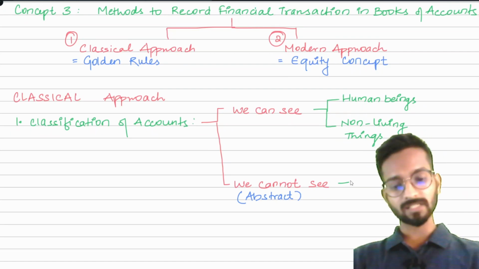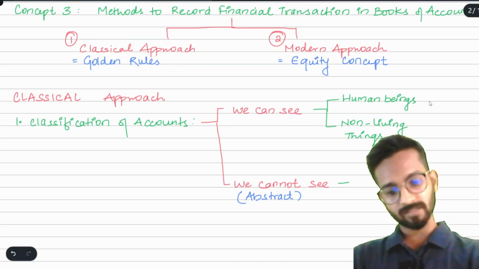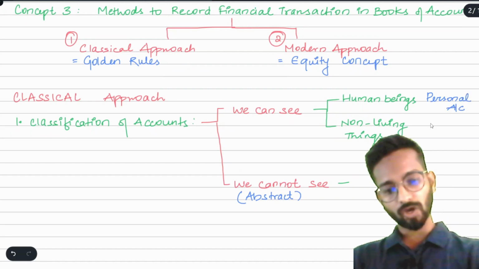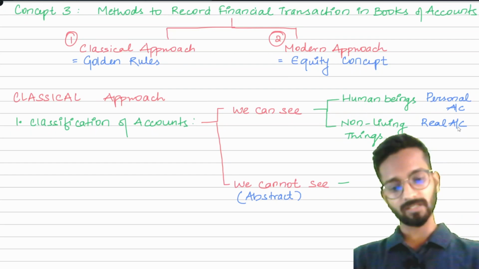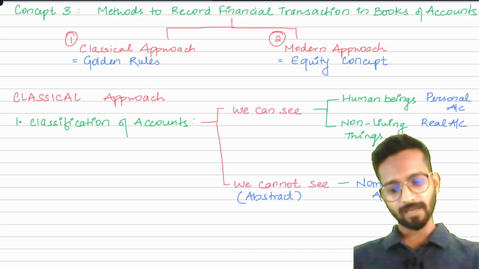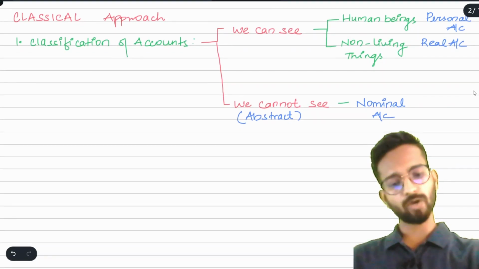Now if I have to classify into accounts, I can write that human beings are classified as personal account. Non-living things which we can see are called real account. And things which we cannot see are classified as nominal account. Now understand, this is the classification of accounts: personal account, real account and nominal account.